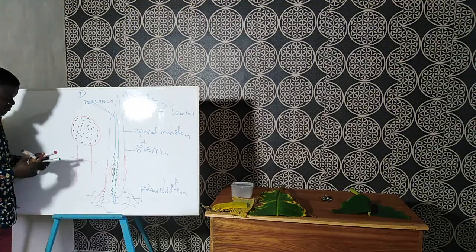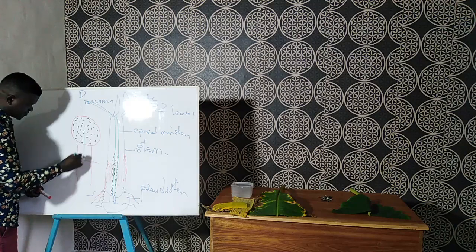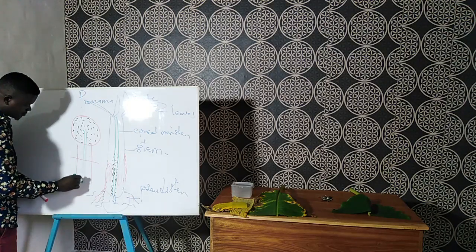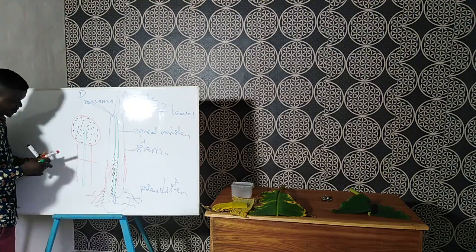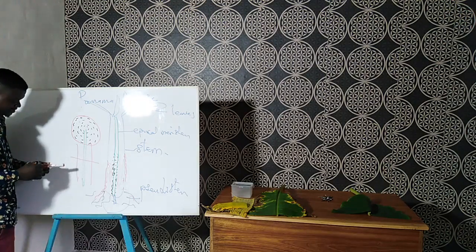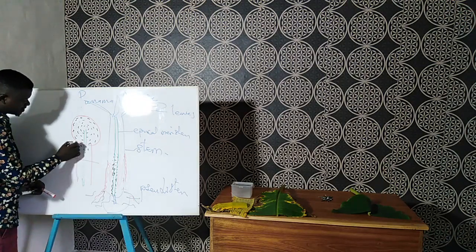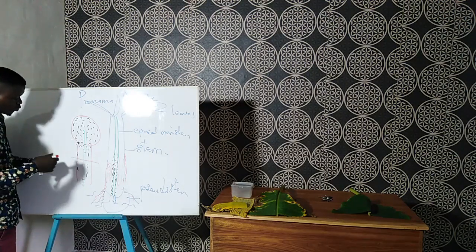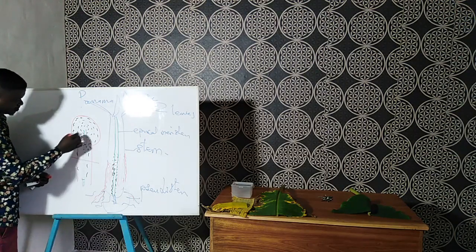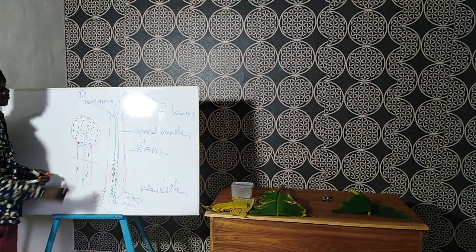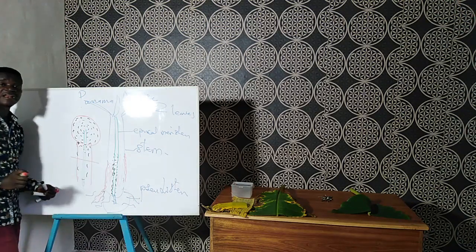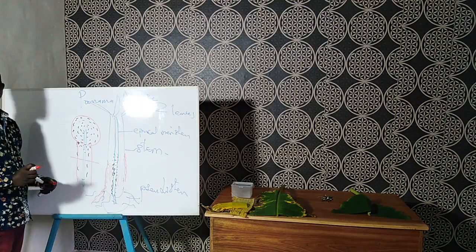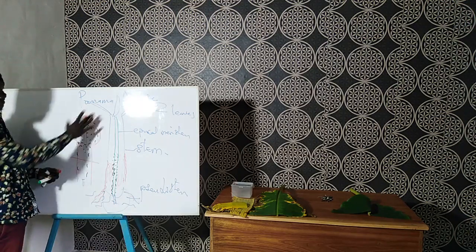So let's say this is the apical meristem. Then automatically it will affect the whole thing. Let's say you have cut open the whole stem. This is how the surface area will look, because it is being affected by this fungus, that is the Fusarium oxysporum. So that's how it is.